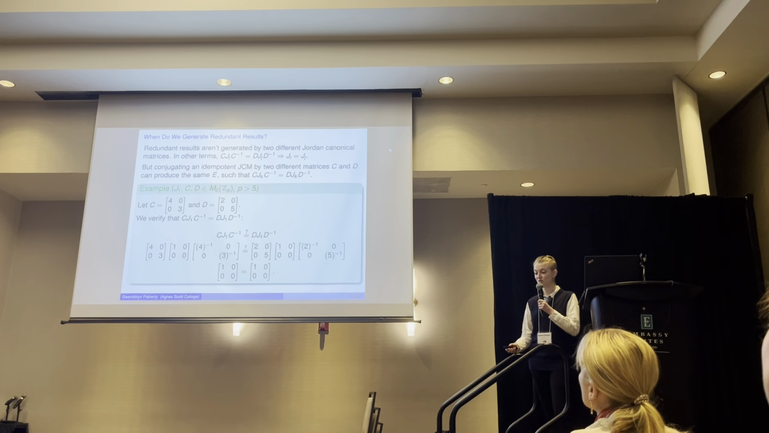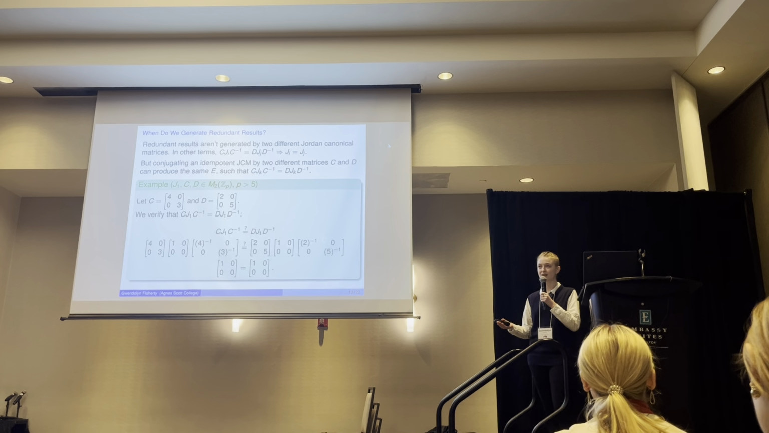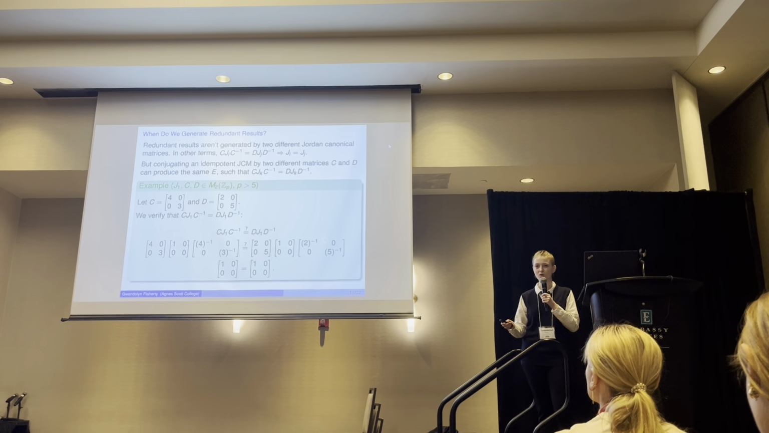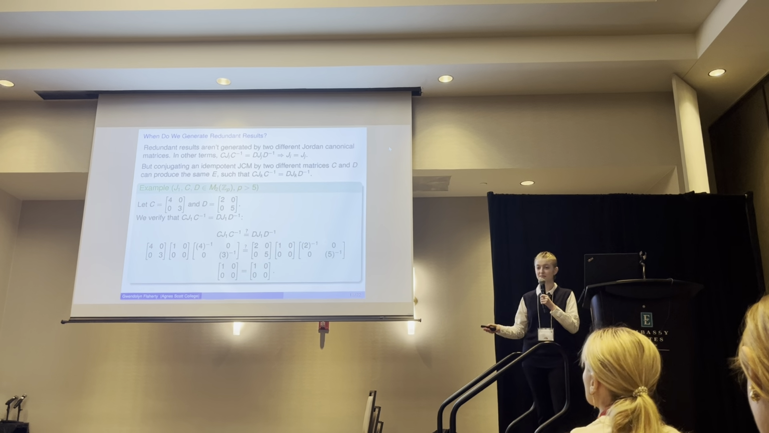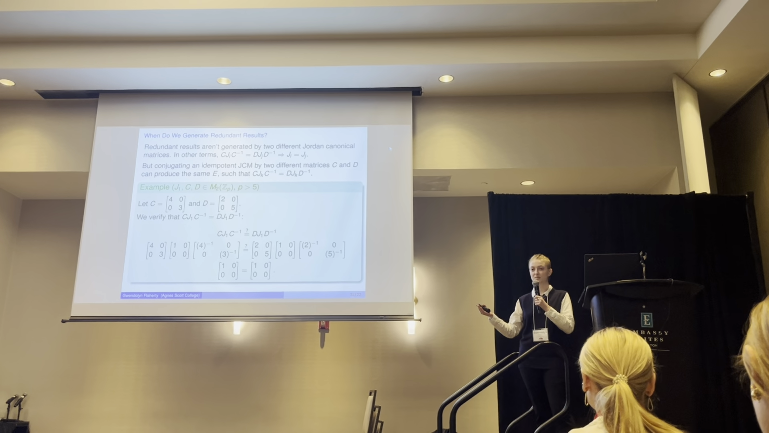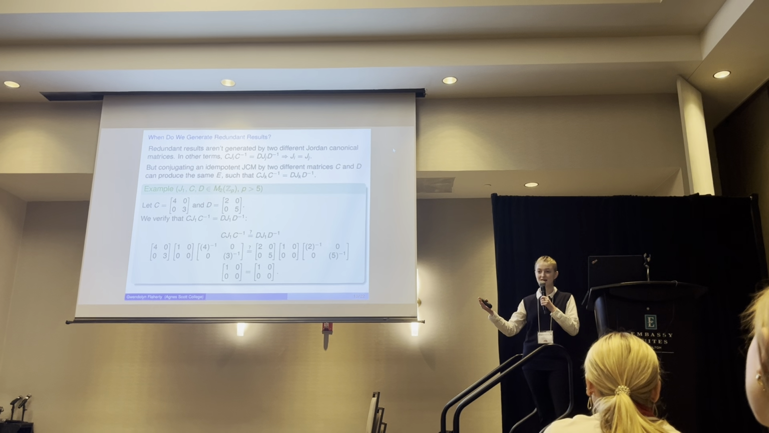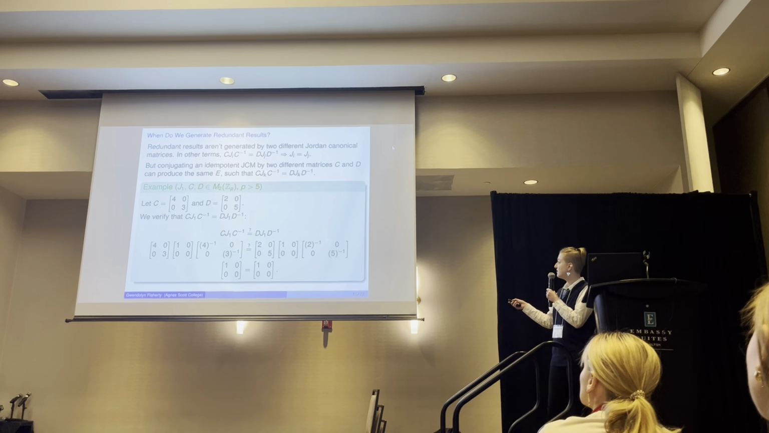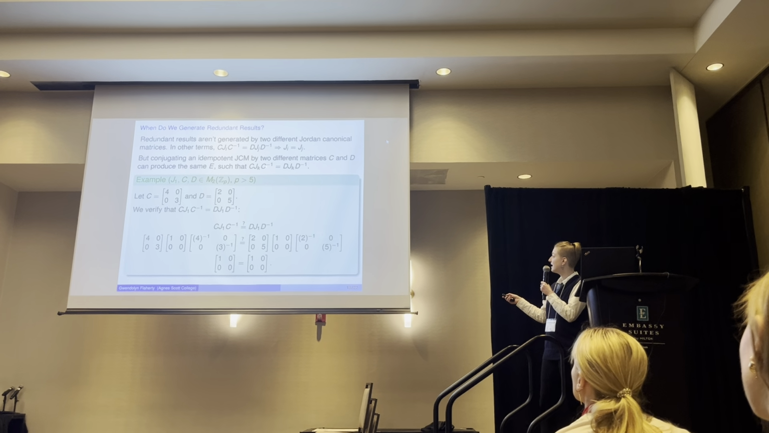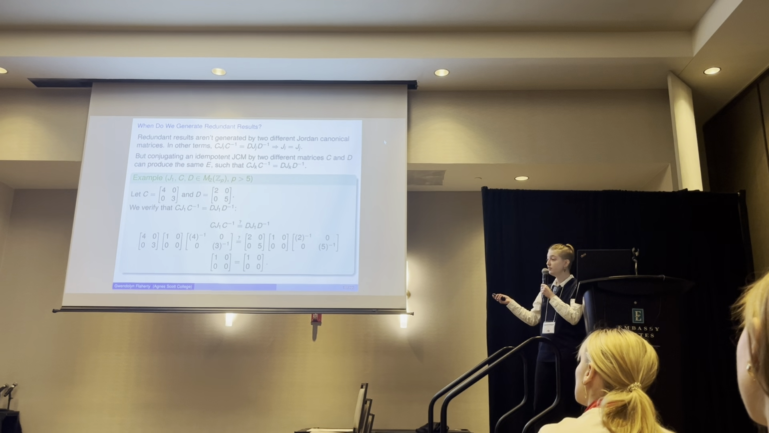So now I would like to show you how I counted the amount of idempotent matrices in the ring M2 with entries in ZP. But before I do that, we need to account for redundant results occurring. Thankfully, because different Jordan canonical matrices represent different similarity classes, two Jordan canonical matrices can't produce the same E when they're conjugated. But if you have the same Jordan canonical matrix JK, and you have two different invertible matrices, C and D, they could conjugate JK to produce the same matrix.